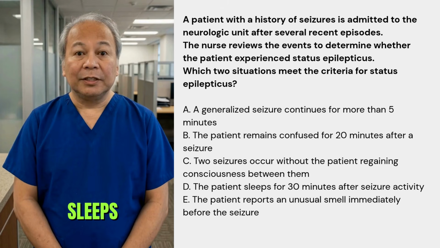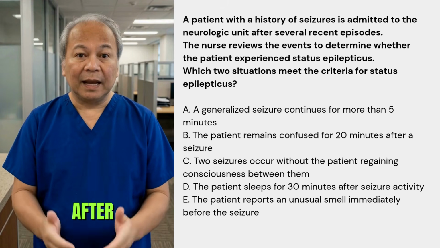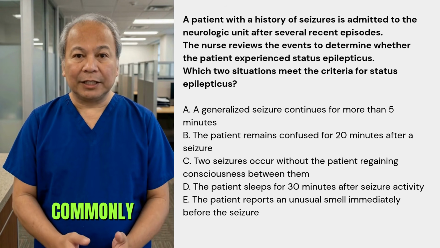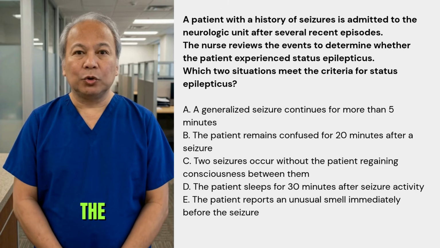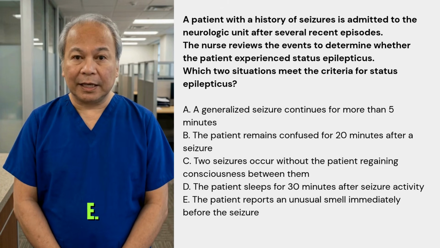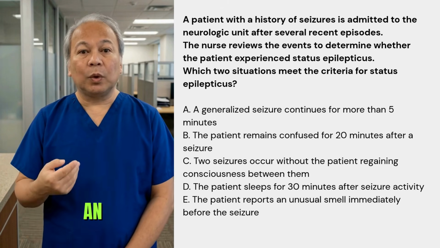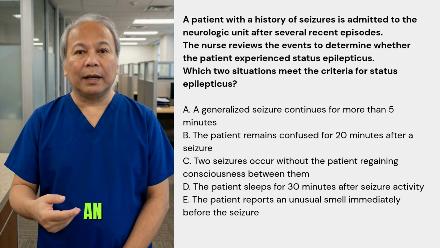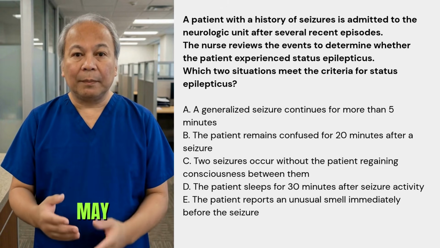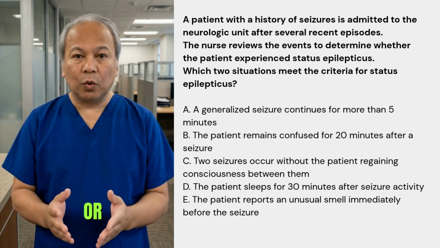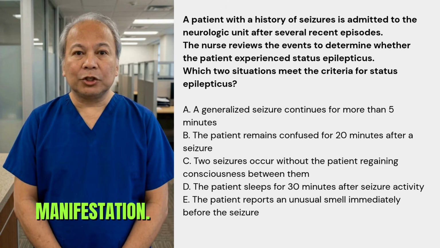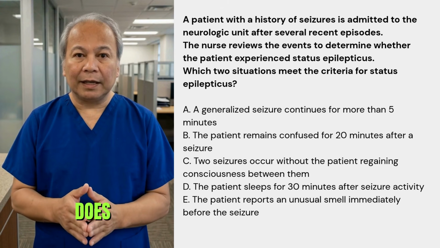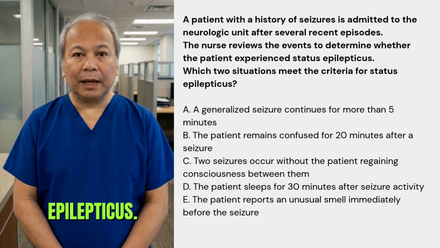D. The patient sleeps for 30 minutes after seizure activity. Incorrect. Sleepiness and fatigue commonly occur during the postictal period. E. The patient reports an unusual smell immediately before the seizure. Incorrect. An unusual smell may represent an aura or focal seizure manifestation. It can help identify seizure activity, but it does not define status epilepticus.